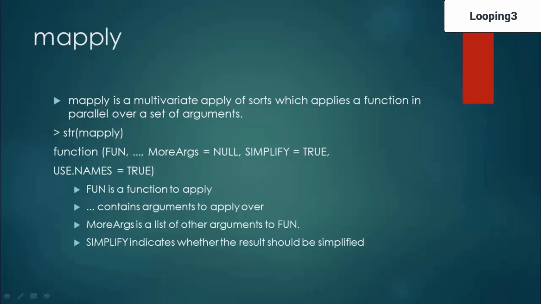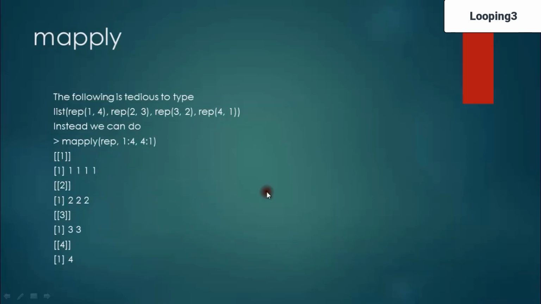When you get the structure of mapply, this is a function which takes the function itself, the ellipsis, more arguments equal to null, simplify equal to true, use dot names equal to true. So the fun is the function to apply. The ellipsis contains the arguments to apply over, and more arguments is simply the list of other arguments to pass to the function, and simplify indicates whether the result should be simplified. That's it.